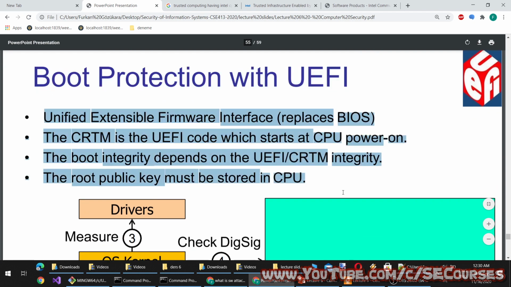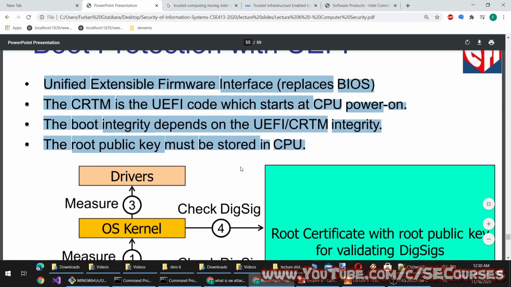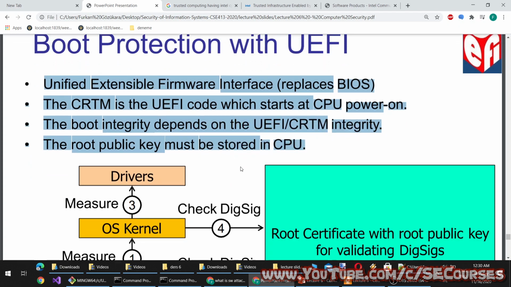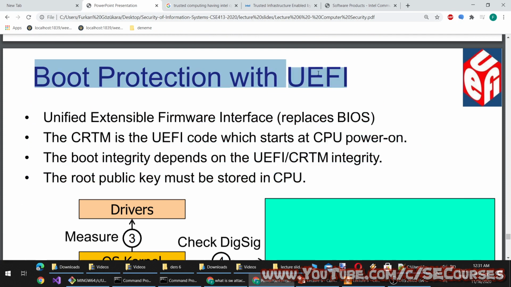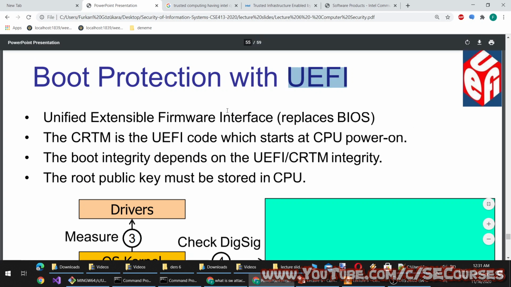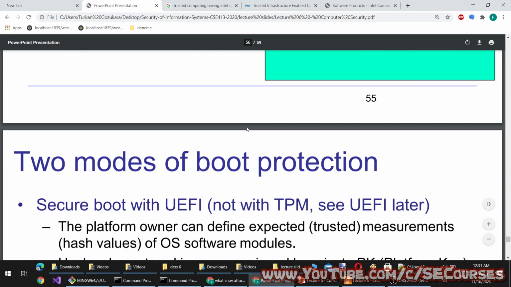Boot protection with UEFI. Unified Extensible Firmware Interface replaces BIOS. The CRTM is the UEFI code which starts at CPU power on. The boot integrity depends on the UEFI CRTM integrity. The root public key must be stored in the CPU. UEFI is the new standard technology replacing BIOS. New motherboards usually have UEFI, not BIOS anymore.